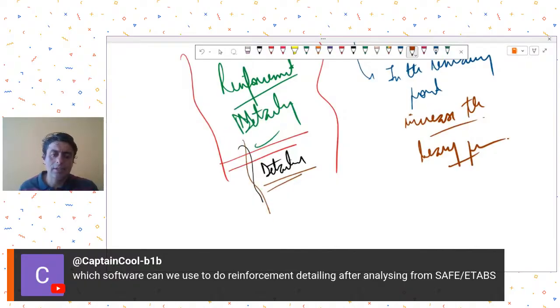Other than that, RCDC is a really powerful tool. If you want to do the detailing, RCDC is quite powerful, because it has a lot of inputs and a lot of options, and it offers a lot of flexibility to the user. So RCDC you may use. Once you run the analysis, maybe you can take the model to RCDC and then do the detailing part over there. Okay.